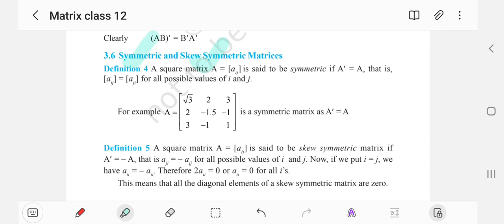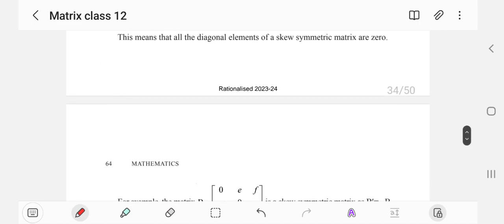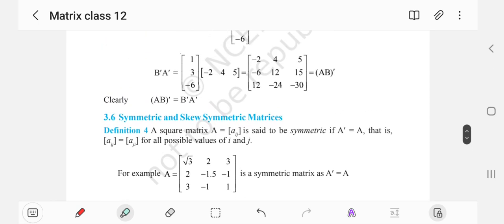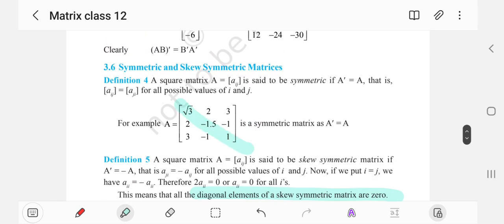Again, I am repeating that in the skew symmetric matrix, all the diagonal elements are 0, and in the symmetric matrix the diagonal elements are totally different. The remaining elements, you cannot say corresponding elements, but you can say analogous elements or these opposite elements, they are the same as each other, and all the diagonal elements will be totally different.